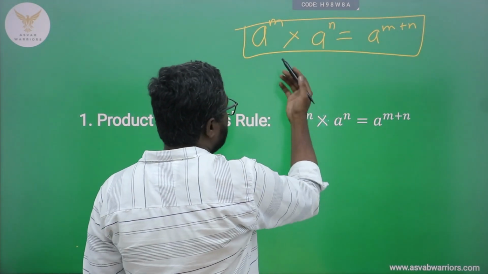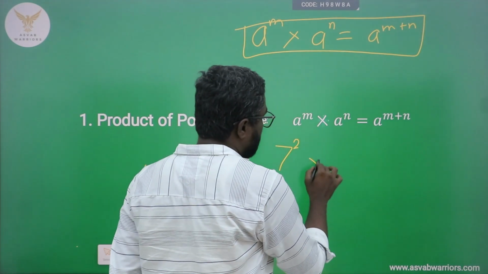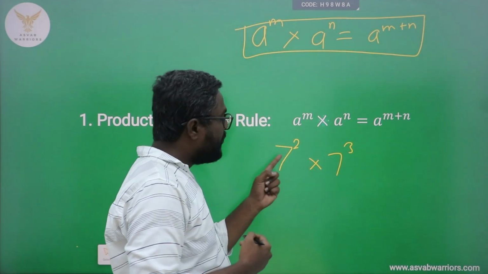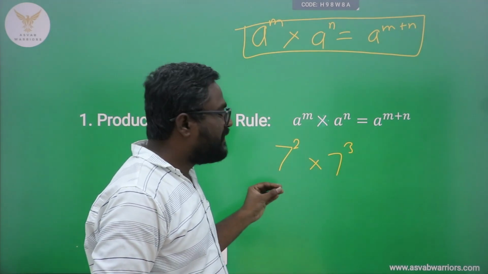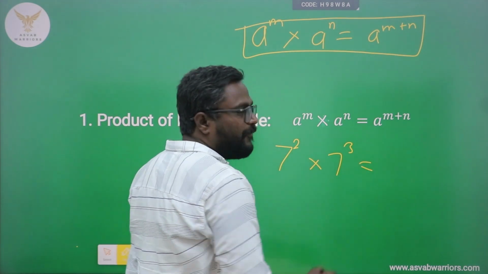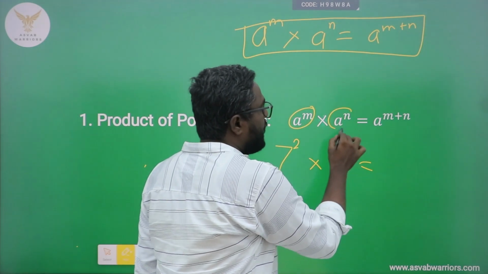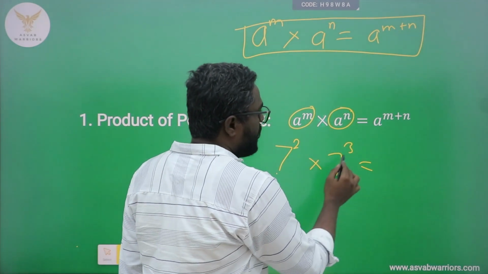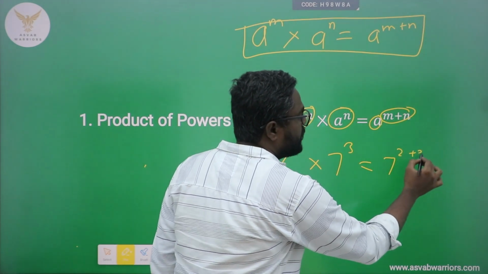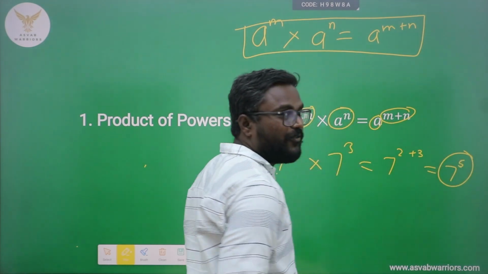Let me give you an example. Let's say 7 to the power 2 times 7 to the power 3 is equal to what? We'll try to solve it using the rules of exponents. Using the rule A to the power m times A to the power n, the base A is the same, so we get A to the power m plus n, which is 2 plus 3, which is 5. So 7 to the power 5 is correct.